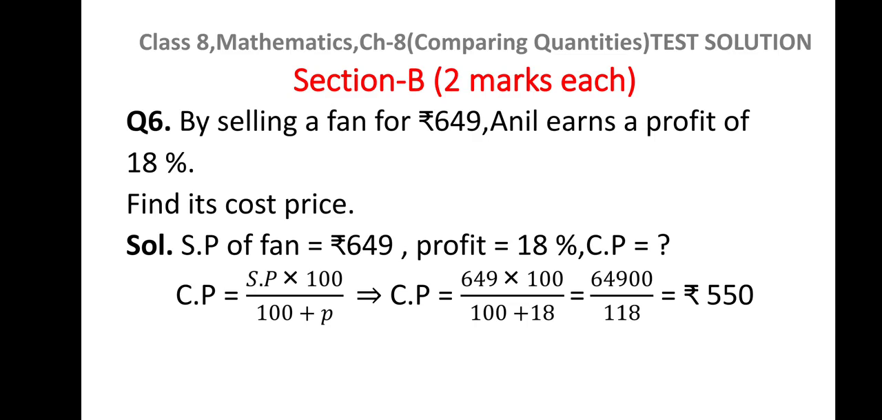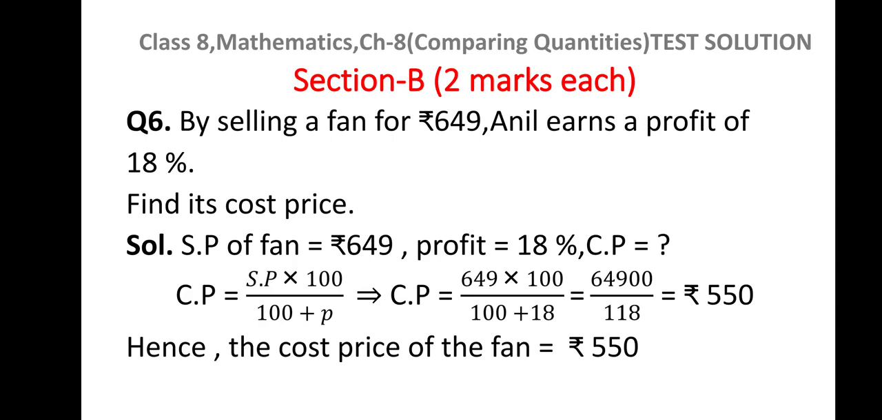So in this case, SP was given to us, profit percent was given to us. We need to find the cost price. So we have used the formula CP is equal to SP into 100 over 100 plus profit percentage, and then we have solved it to get the value of CP. So CP will be 550 in this case. Hence, the cost price of the fan is 550 rupees.